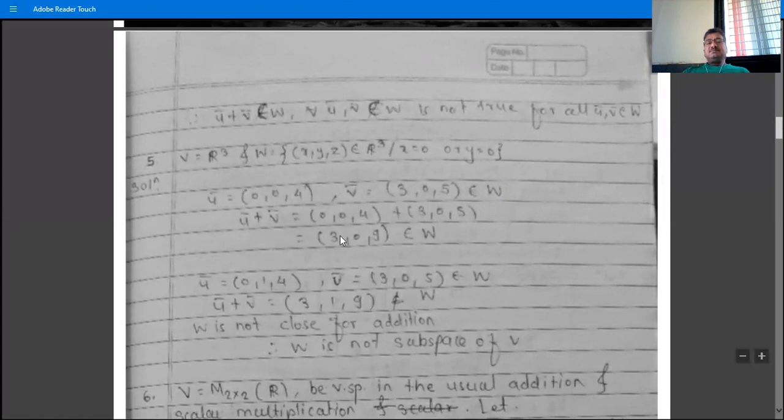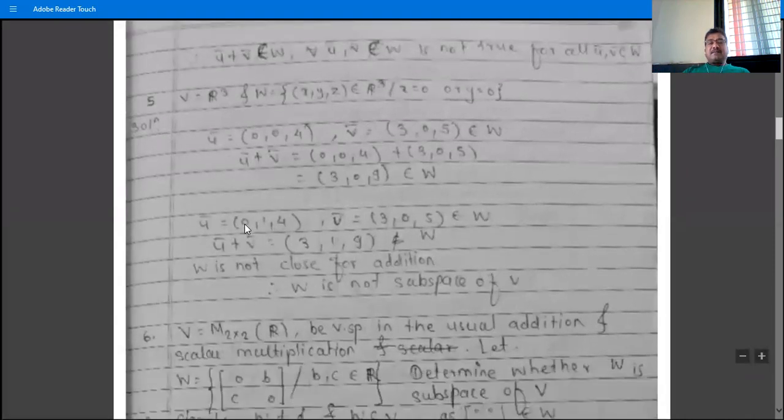And from this example, we cannot say that the addition of every two elements of W is an element of W. This is true for these two elements, but we cannot say it is true for all elements. For example, we take U bar as (0, 1, 4) and V bar as (3, 0, 5). These are elements of W because in this U bar, the X coordinate is 0, and in this V bar, the Y coordinate is 0. One of them must be 0. So these two are elements of W.